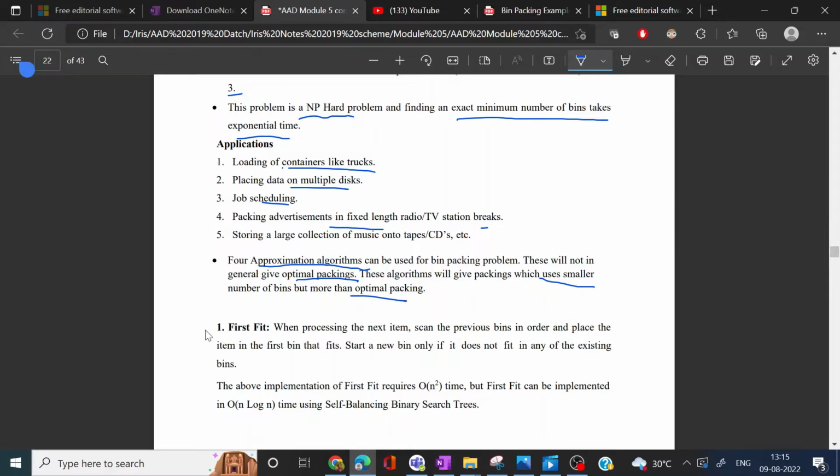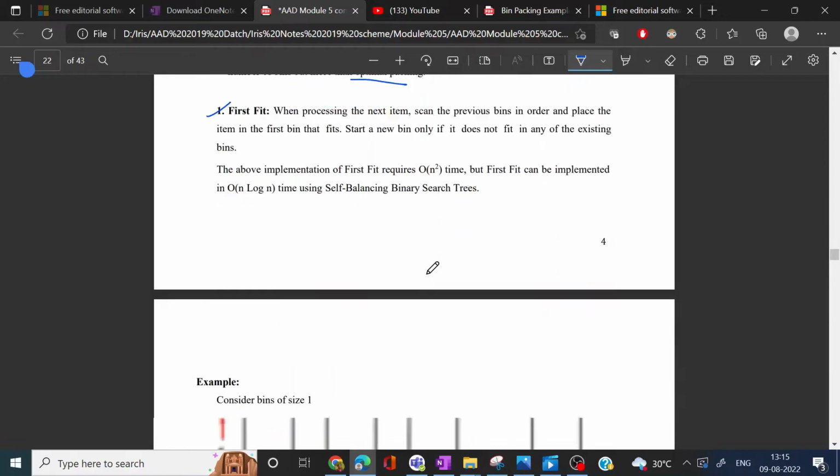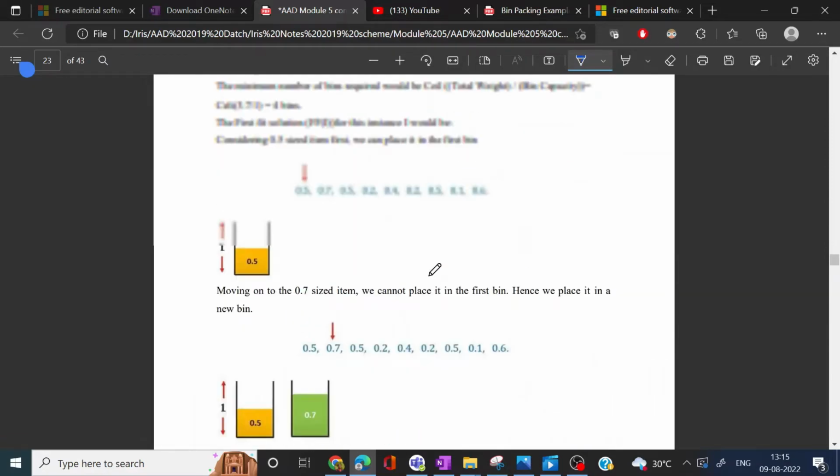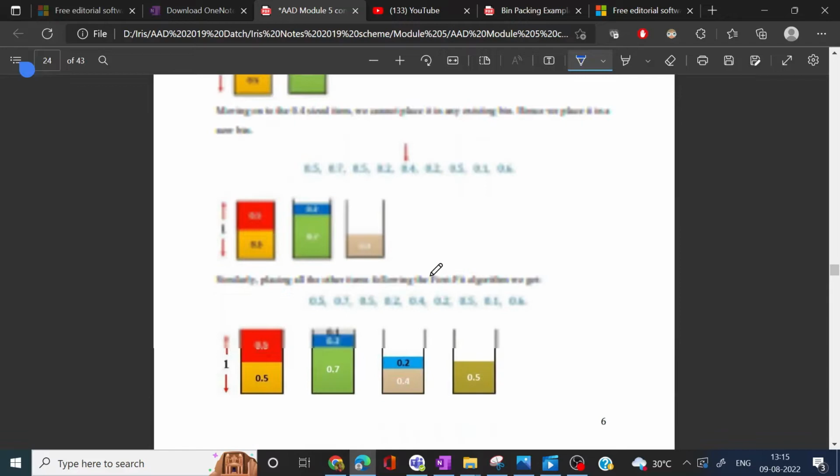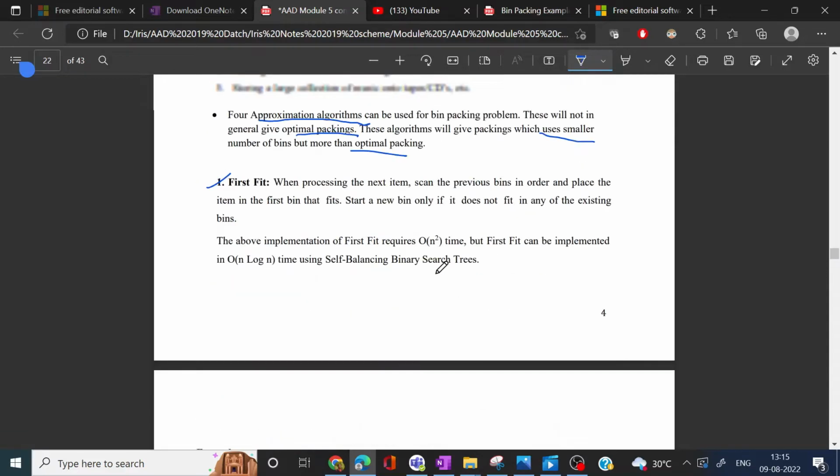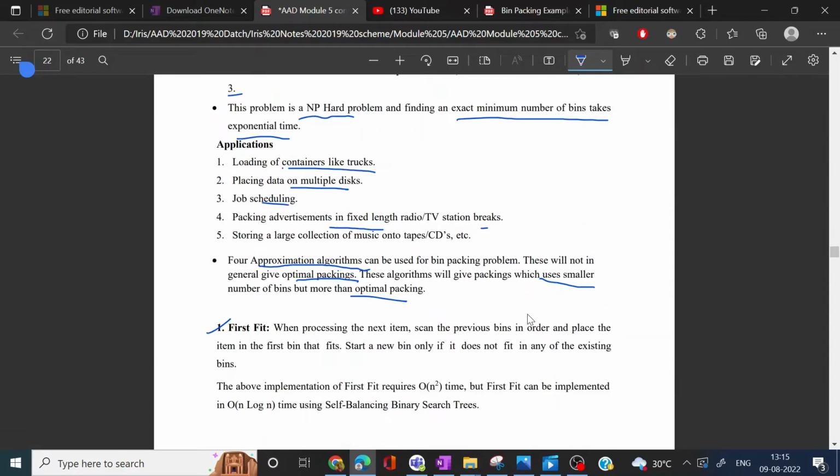These are the algorithms: first fit, then the second one is best fit. Next is first fit decreasing. Then next is best fit decreasing.